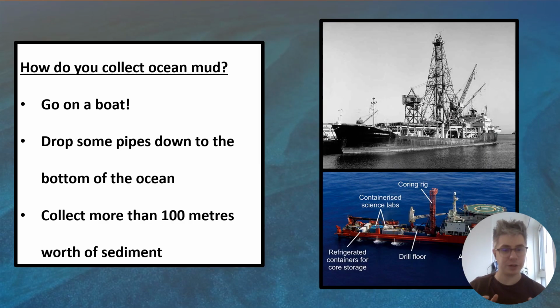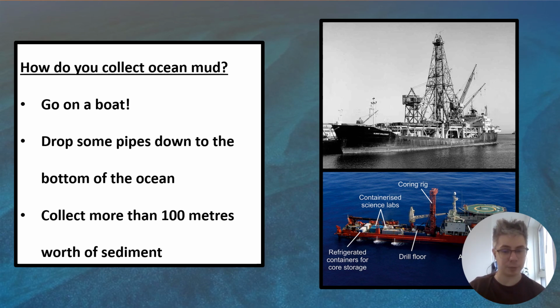So how do you go and collect ocean mud? Well, the depth of the ocean is actually really variable. In some areas it's only several hundred meters deep, whilst in other areas it's several kilometers deep. But to start off, you've got to go get on a boat. The top photo, which is shown here, is the original ODP cruise. And you can see that there is a rig on top, which looks similar to an oil rig, which would drop pipes down to the bottom of the ocean to collect mud.